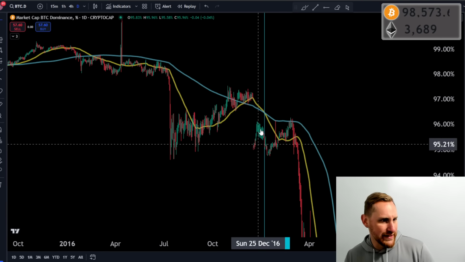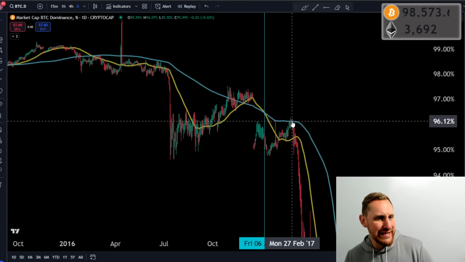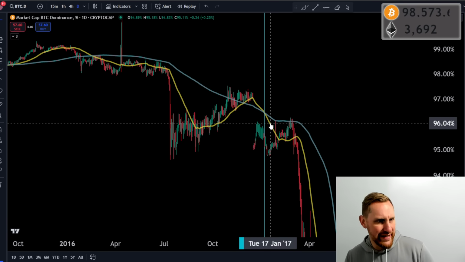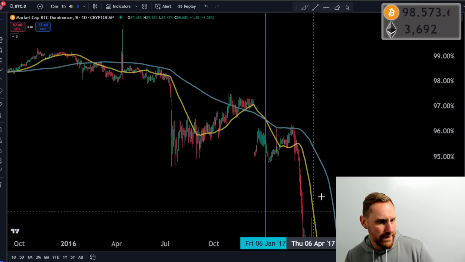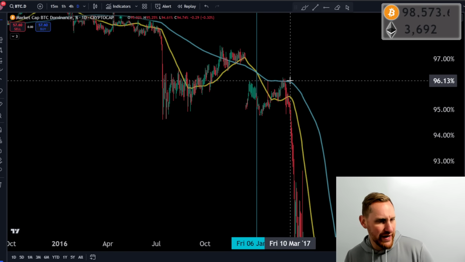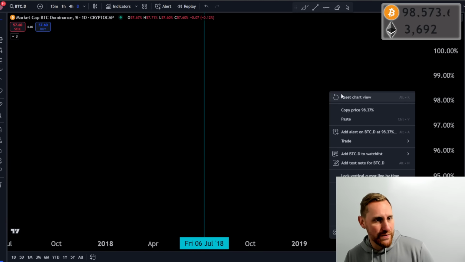You could say that we're about to get the death cross, and we actually did get a move up, not to the blue moving average, but we did hit the blue moving average, which is the 200-day moving average. You can see that we did hit this two more times before we got Bitcoin dominance to absolutely crater back down. So we did test the 200-day moving average twice, right? So let's go back to our current cycle.